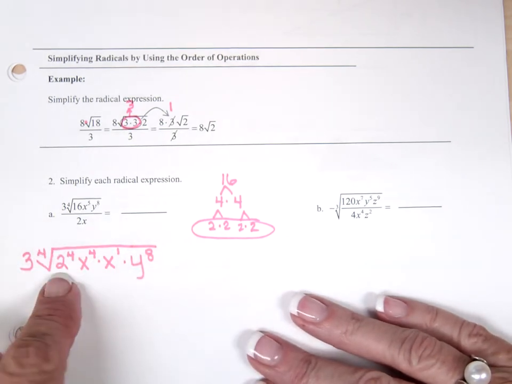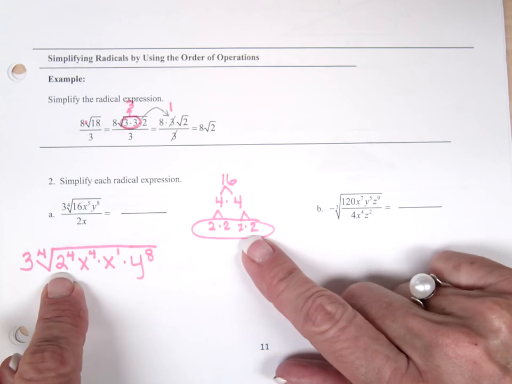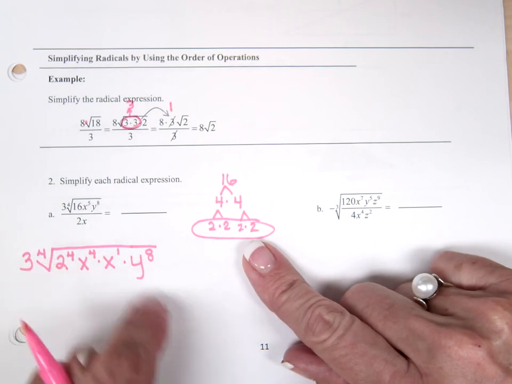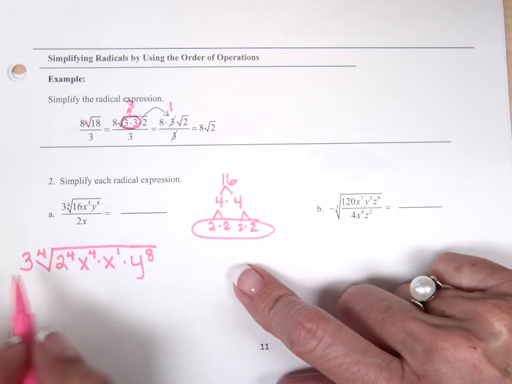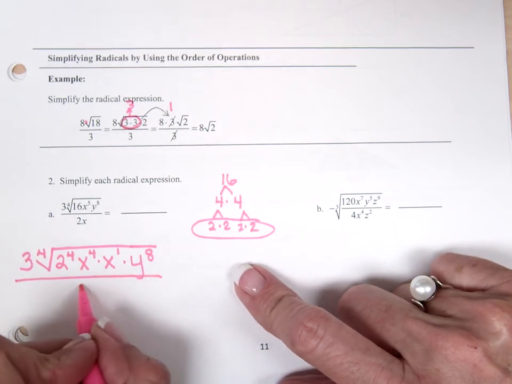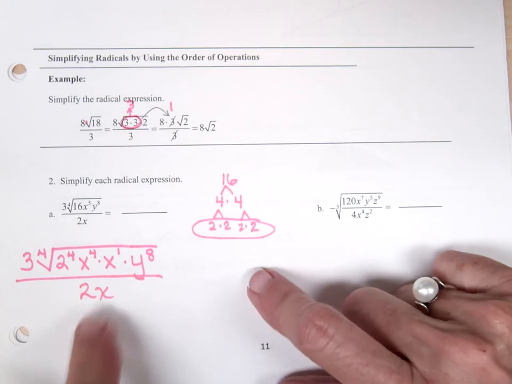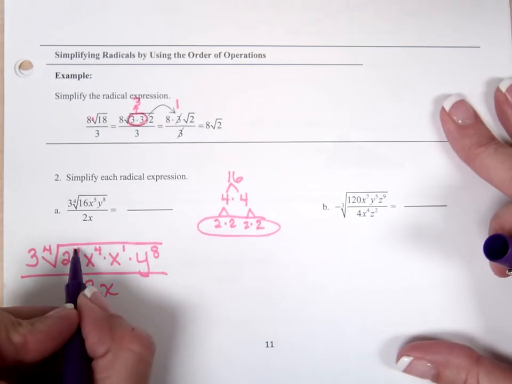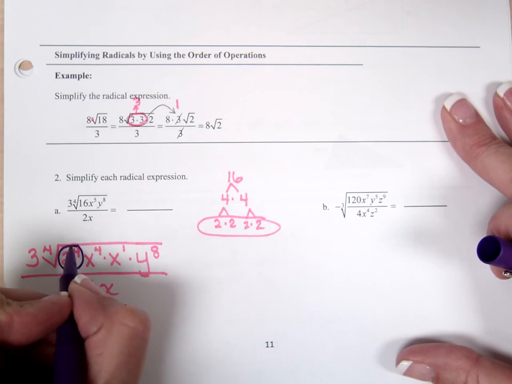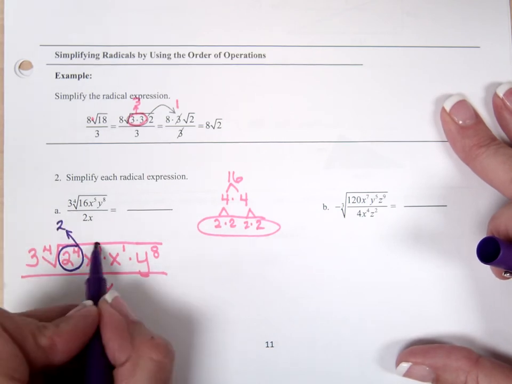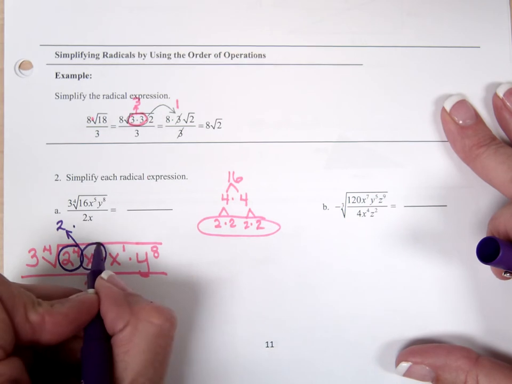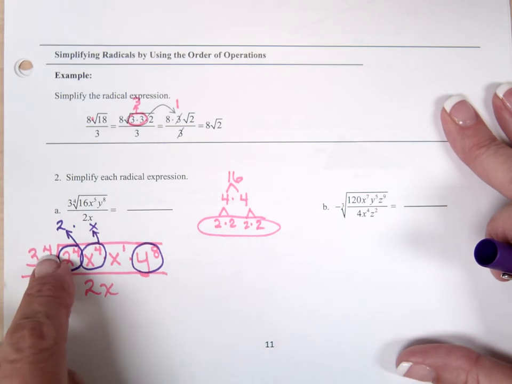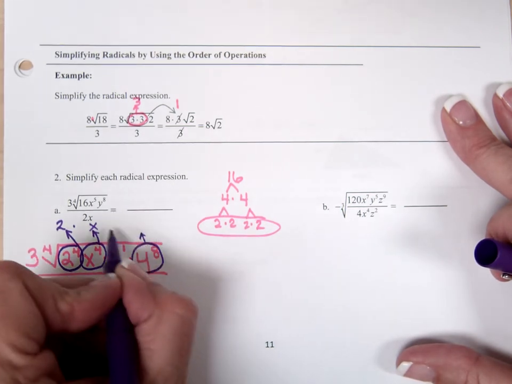So I broke down 16 into 2 to the 4th using the tree. X to the 5th, I broke up into x to the 4th, x to the 1st, so that that could come out. 8 was already divisible by 4, so I just left it. And then that 2x in the denominator, we can't do anything with that because it's outside the radical. So now we go into the problem, and anything that has groups of 4 will come out as a single. So that's going to come out as a 2. There's 4 x's, so that's going to come out as an x. There are 8 y's. 8 divided by 4 means that's going to come out as y squared.